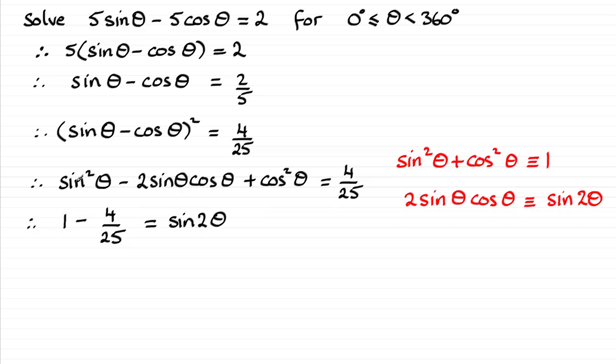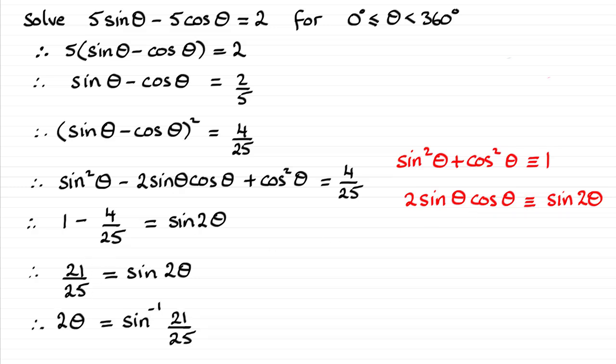Okay, remember that one came from sine squared theta plus cos squared theta. Now if you work out 1 minus 4/25, you're going to get 21/25, and that's going to be equal to sine 2 theta. So to get 2 theta, I just take the inverse sine of 21/25. And if you do this on your calculator, remember you should be working in degrees mode, so make sure your calculator's in degrees mode. If you do that, the result that you'll get for 2 theta will be 57.140 and so on degrees.